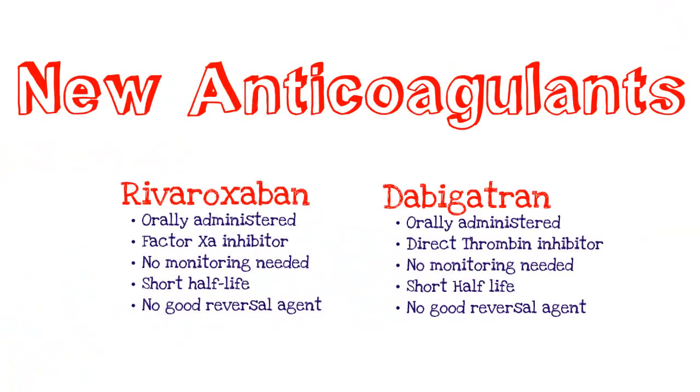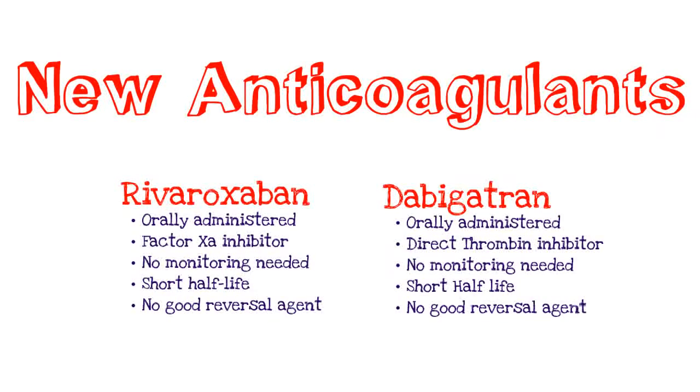So rivaroxaban is an orally administered drug. It's a factor Xa inhibitor. You do not need any monitoring. It has a relatively short half-life. But the problem with it is that there's no good reversal agent. So if someone starts bleeding on it, you just kind of have to let them trend down and just not give them their medication.